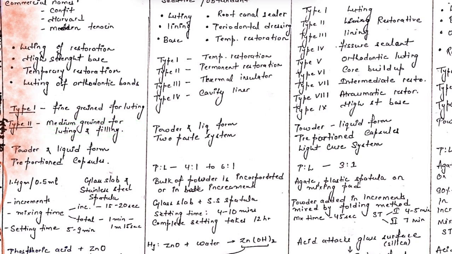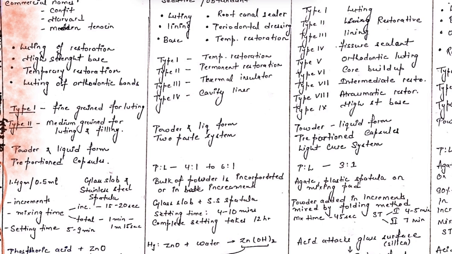Now coming to the mode of supply. In what forms is it available in the market? It is available in powder and liquid form and capsules. If you don't know what it looks like, you will have one powder and one liquid. Either it will come in separate bottles, powder separate and liquid separate, or it can come in the form of a capsule which will contain half liquid and half powder. So you can just mix the capsule together and use it for restoration.